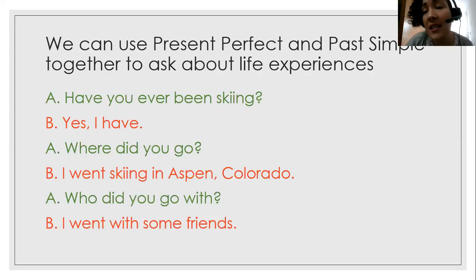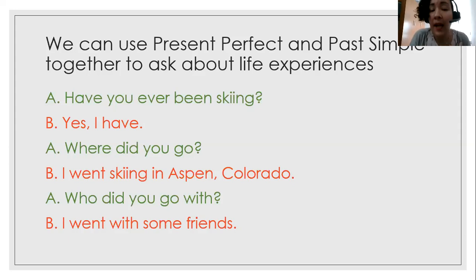Again, I'm sorry that I didn't explain this more clearly, but I hope that now you will understand it, okay? So we can use present perfect and past simple together to ask about life experiences in general. We're always going to use the present perfect to ask about if something has happened in your life. For example, have you ever been skiing? At some point in your life, from the moment that you are born to today, have you done this activity? Have you been skiing? The person answering can say, yes, I have.